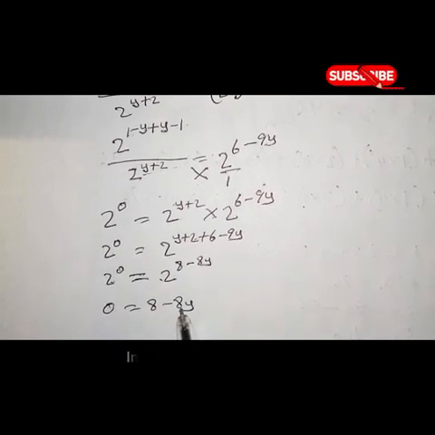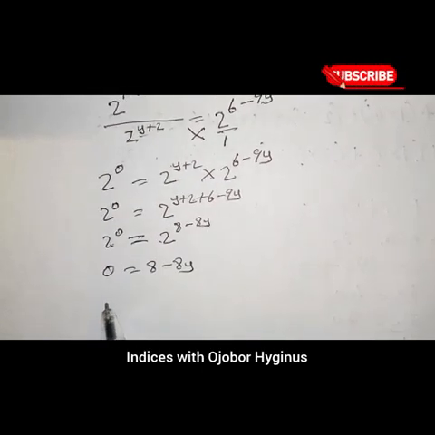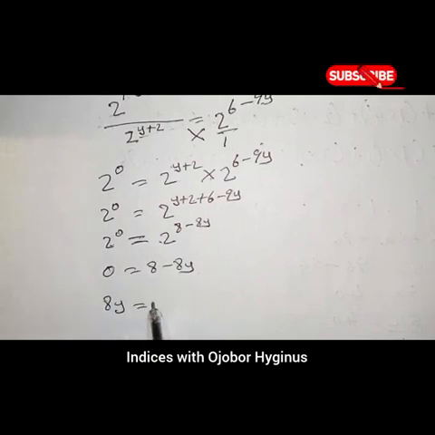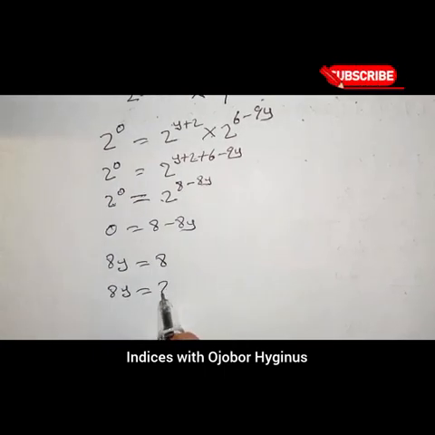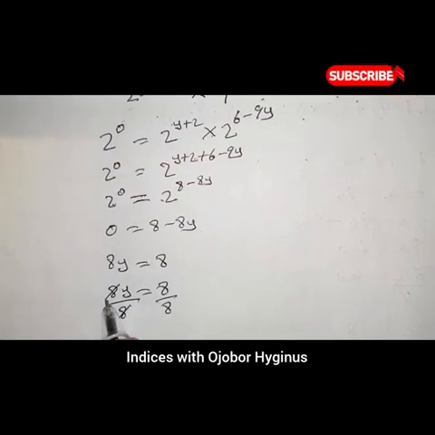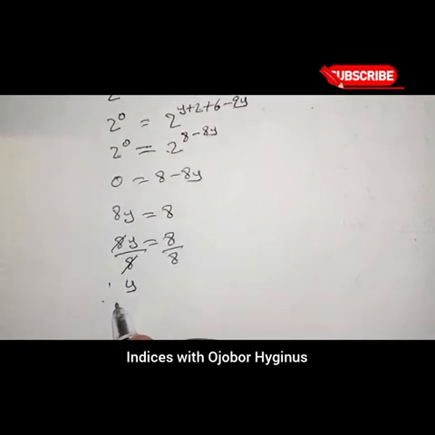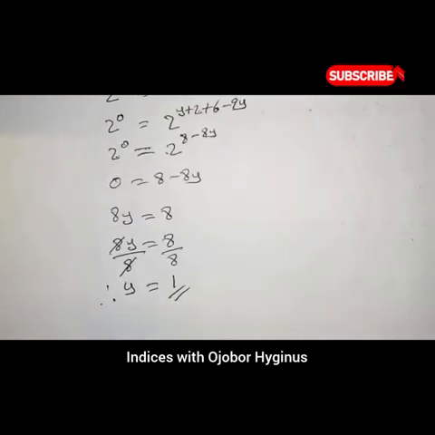Then we move the minus 8y to the left hand side. When it crosses the sign of equality, it becomes 8y is equal to 8. Then you divide both sides of the equation by the coefficient of y. 8 will cancel 8, therefore y is equal to 8 over 8 is 1.